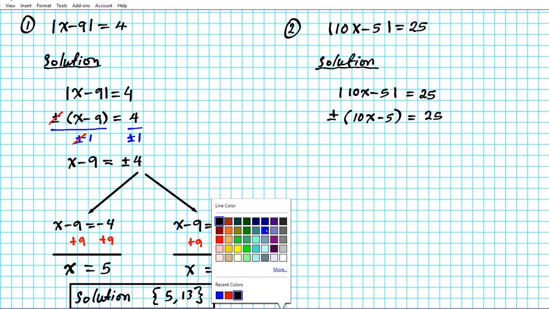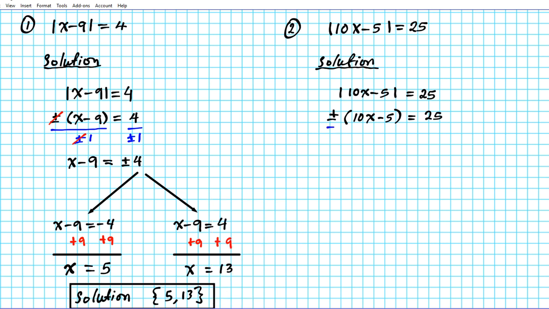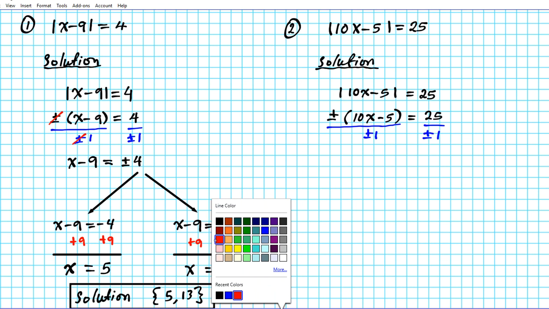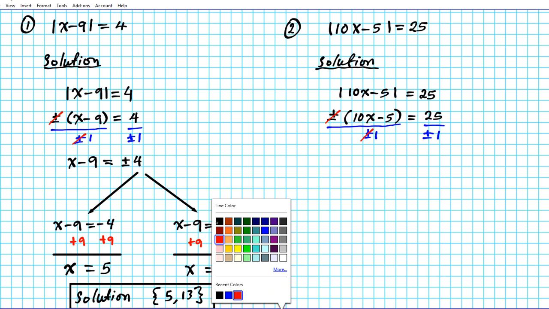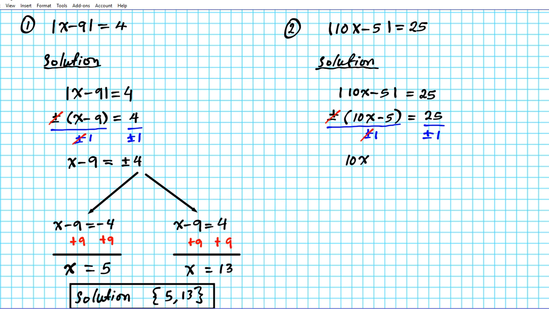Now you see what we're going to do next? We're going to get rid of this plus or minus. We'll divide both sides by plus or minus 1. The plus or minuses on the left side cancel out. 10x minus 5 divided by 1 is simply 10x minus 5. And then 25 divided by plus or minus 1 is plus or minus 25. Now this is where we're going to do the split. We're going to split it into the negative part and the positive part.